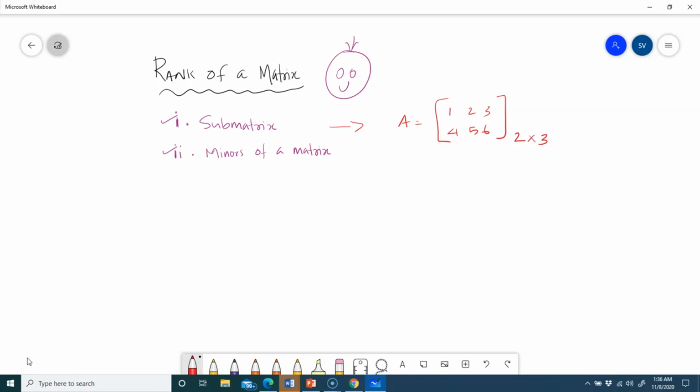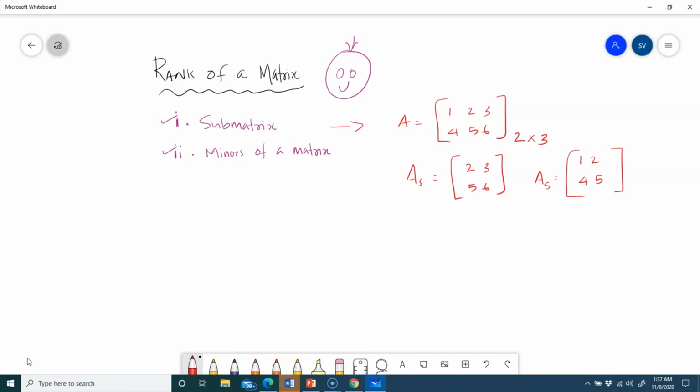Say for example, I'm going to write a submatrix of A. I'm going to delete the first column. So this is 2 3 5 6, okay, 2 3 and 5 6. So that is one submatrix. I can write another one, just like 1 2 4 5. This is another submatrix. This is the way we can write the submatrix of a parent matrix.